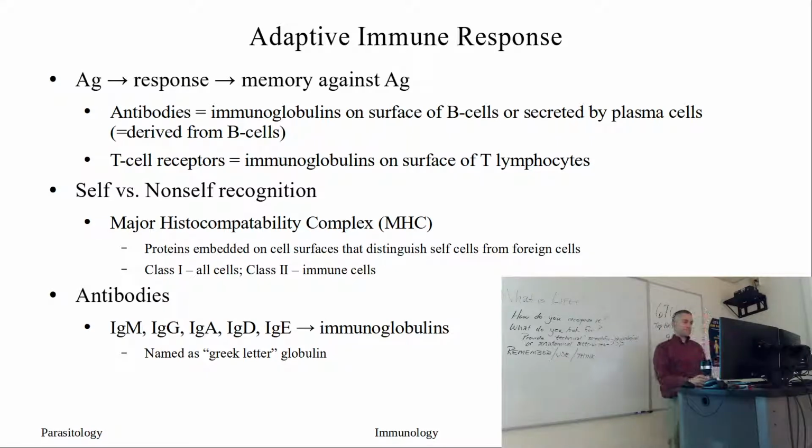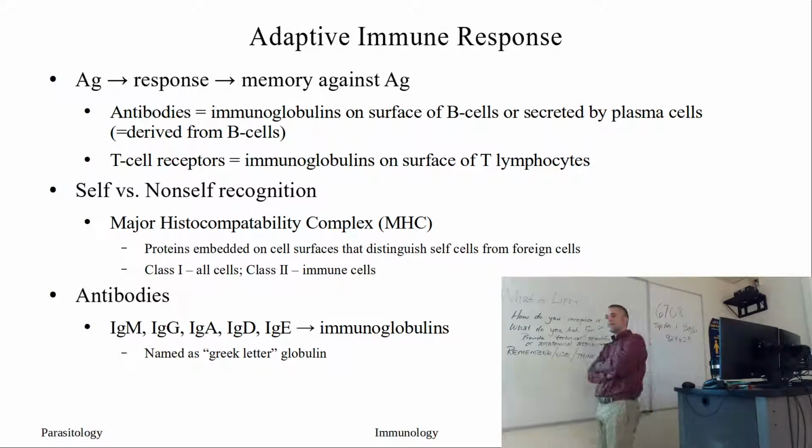So T cell receptors are also part of our antibody response. These are going to be the immunoglobulins. So antibodies are immunoglobulins. They're going to be on the surface of our T lymphocytes, and we've got Th1, Th2, cytotoxic T lymphocytes. We've got regulatory T lymphocytes, and so forth. All right. So how do these cells recognize self versus non-self?